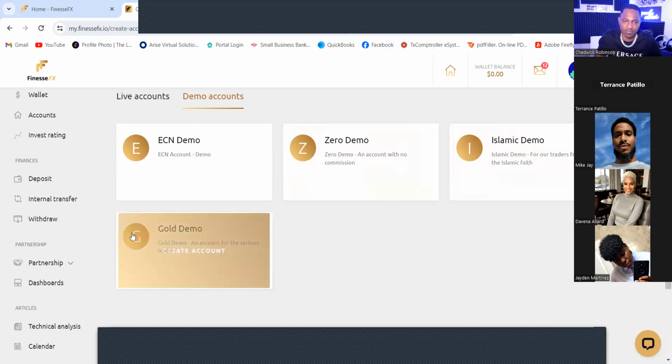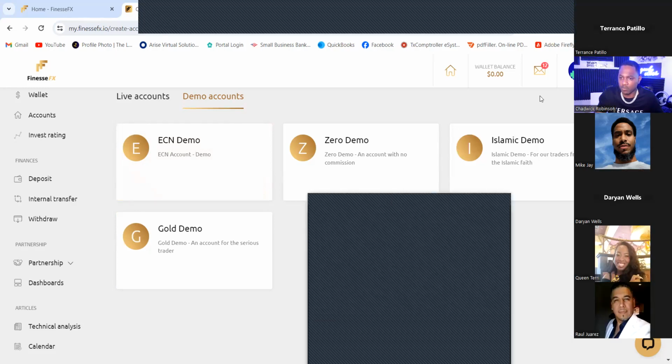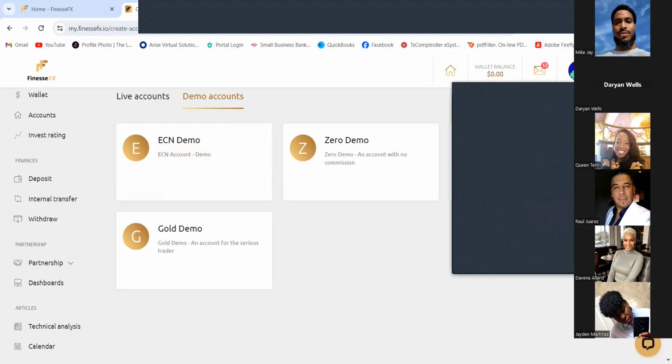So you just come here and set up your demo account. Set up your demo account, and you can start practicing and learning how to trade using a demo, which I highly recommend. If you haven't traded and you don't know the formula, start off with your demo, guys, because that's definitely going to help you.